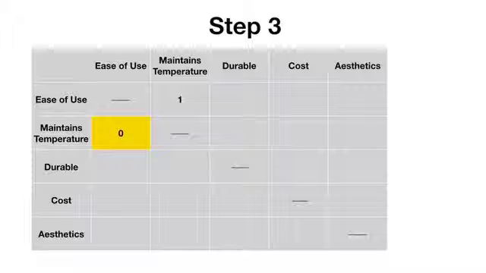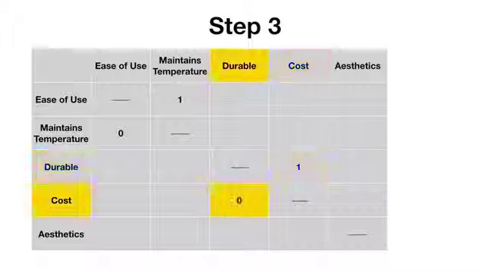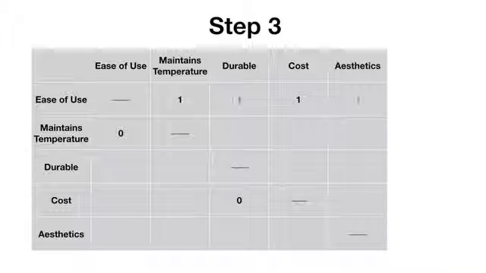Let's consider a second pair of objectives, durable and cost. So if we compare durability versus cost, and talking with the clients and the users, durability seemed to be a more important objective. Therefore, we'll score a 1 for durability versus cost and 0 for cost versus durability. You'll continue to evaluate in a pairwise manner all of the objectives on the PCC.